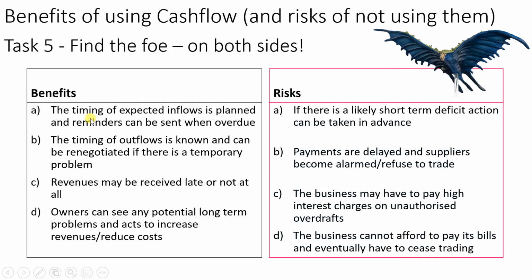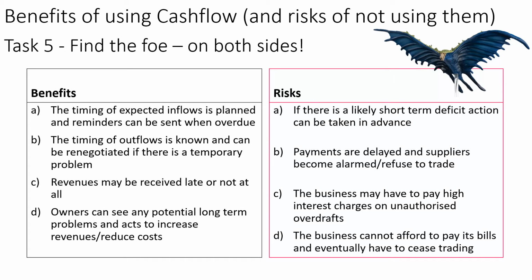Statement A, the timing of expected inflows is planned and reminders can be sent when overdue. Statement B, the timing of outflows is known and can be renegotiated if there is a temporary problem. Statement C, revenues may be received late or not at all. And Statement D, owners can see any potential long-term problems and acts to increase the revenues or reduce the costs. One of those 4 statements is not a benefit. Highlight or underline the one you think is not a benefit, it's actually a risk.